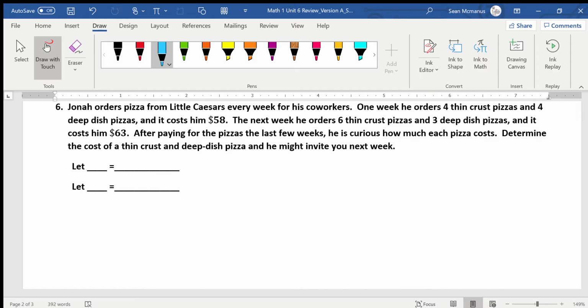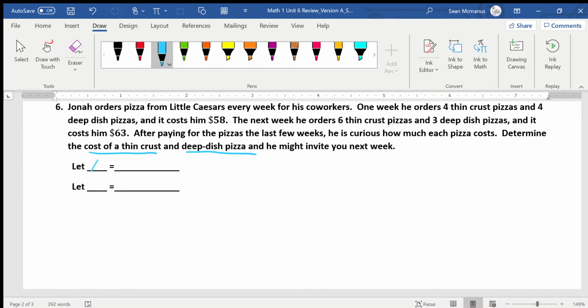So again, our first thing we want to do in a word problem is define our variables. So we said in class, whenever I have a word problem, it's going to ask me something, and that something that it's asking me to find is or are the variables. So after paying for the pizzas, he's curious how much each pizza cost. So determine the cost of a thin crust and the cost of a deep dish. So those are the two things we don't know.